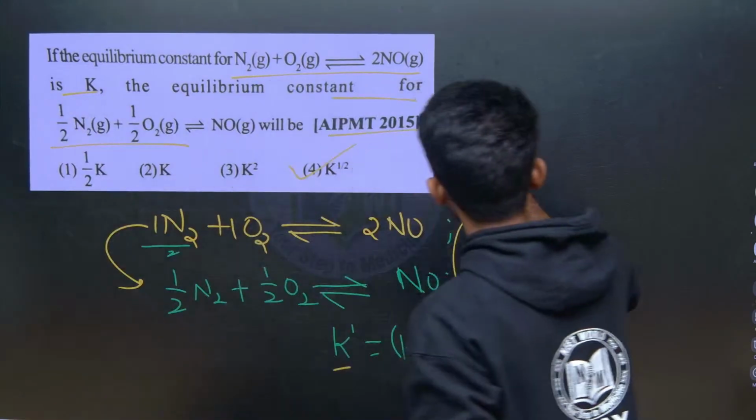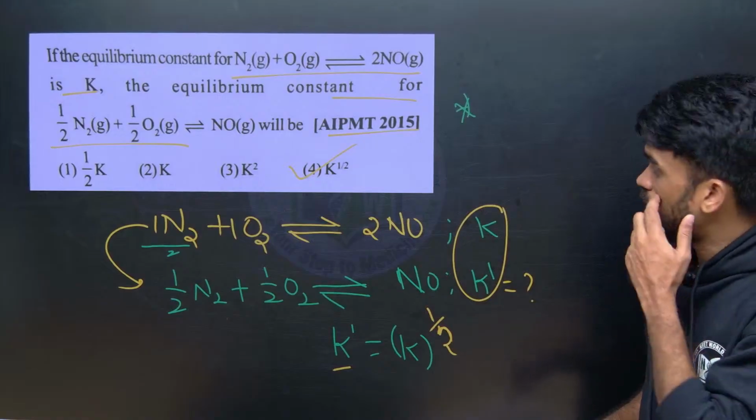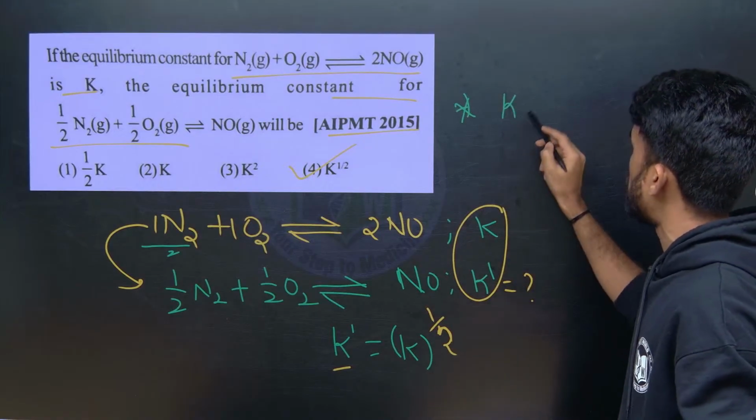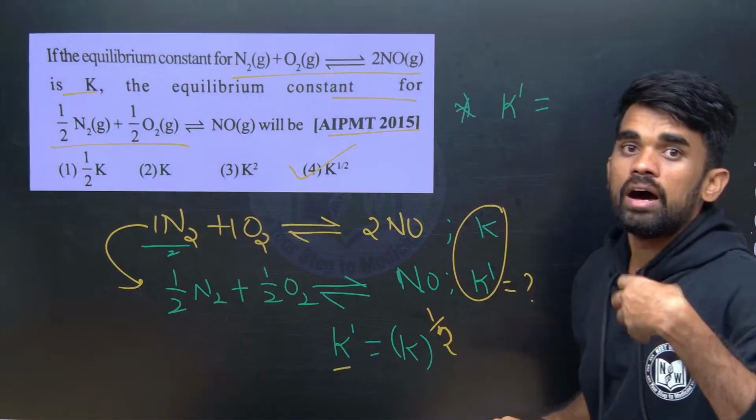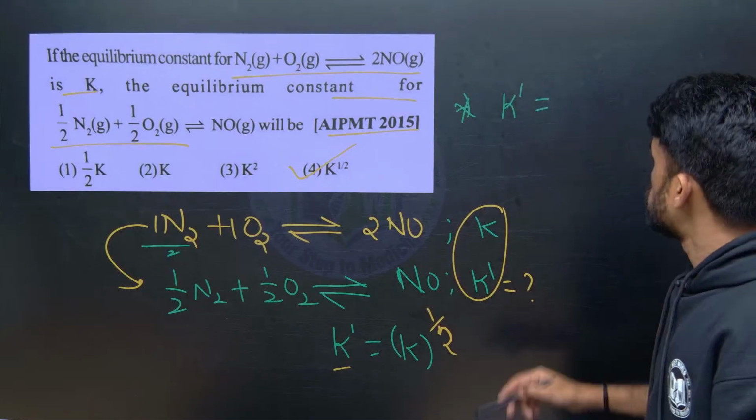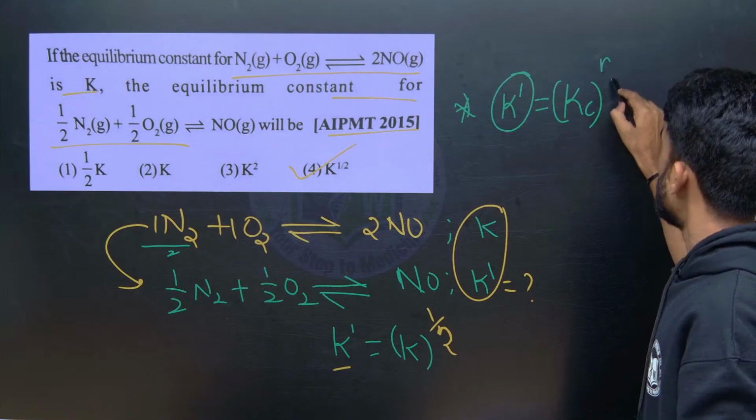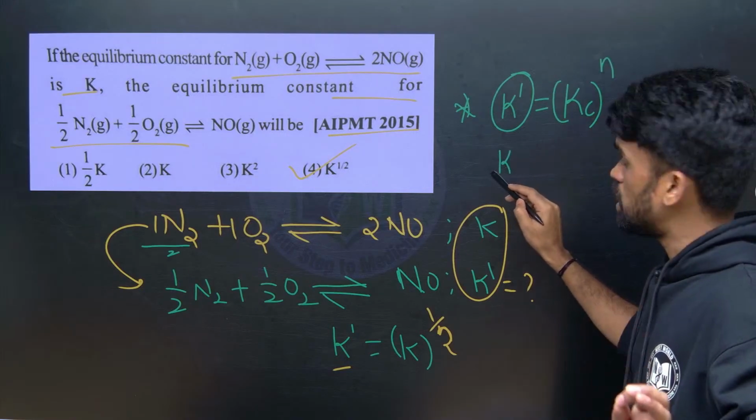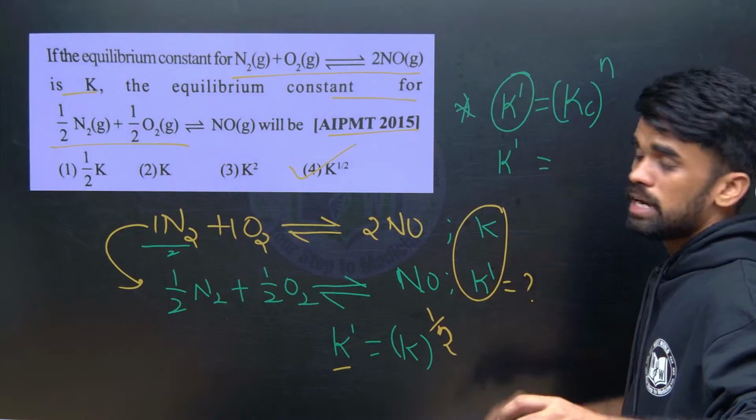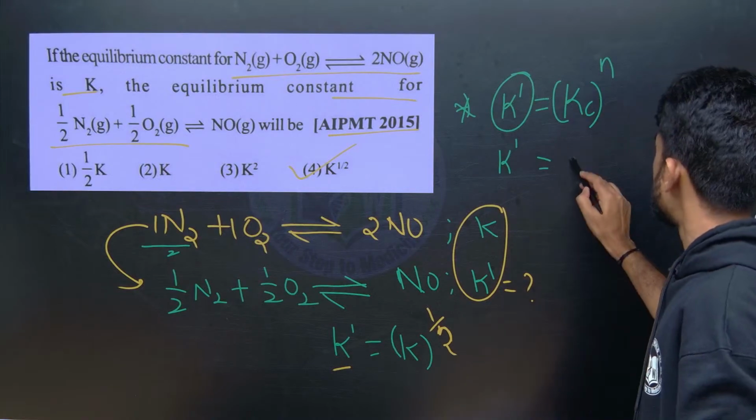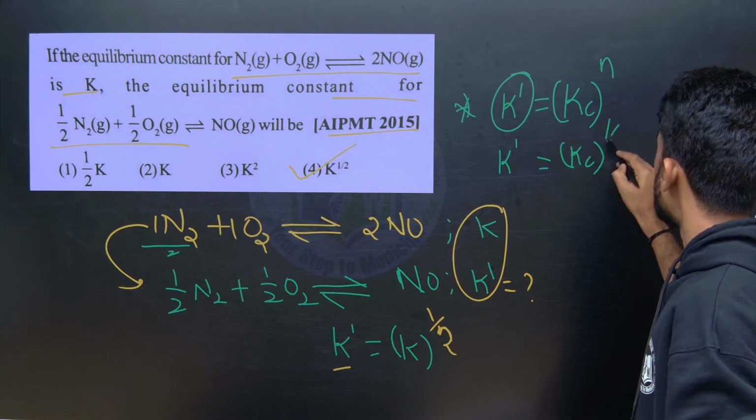Whenever a reaction is multiplied by a number n, then its equilibrium constant becomes Kc to the power n. If an equilibrium reaction is divided by n, then its equilibrium constant becomes Kc to the power 1 by n.